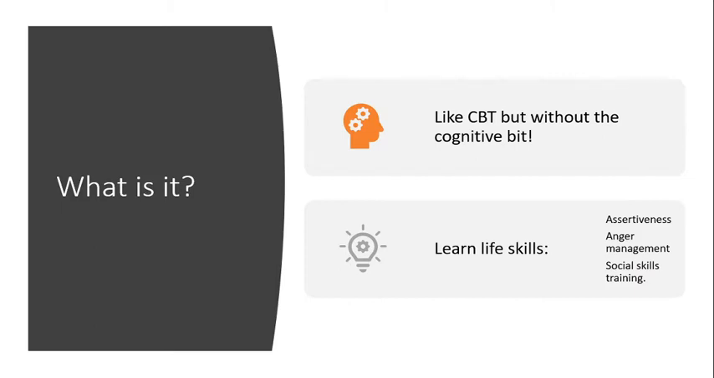Basically, if you've already looked at CBT, then you'll already have a good idea, because it's like CBT, but take out anything about cognitive elements, and it's basically the second bit that looks at the behavioural, the learning, the life skills bit. So it's basically that section on its own without any cognitive restructuring and so on. So it includes stuff like assertiveness, anger management, social skills training, all the sorts of things that the cognitive behavioural therapist would have in their toolkit to be working on with their client. But you just don't focus on cognitive issues at all.